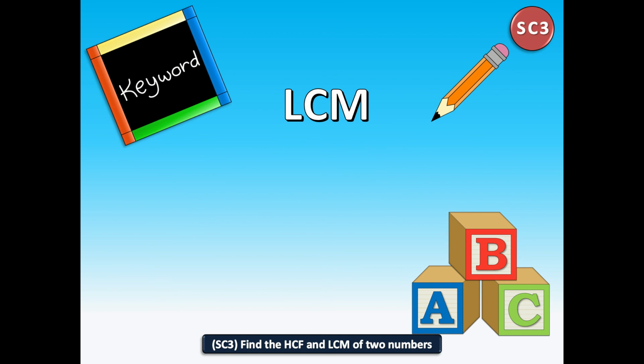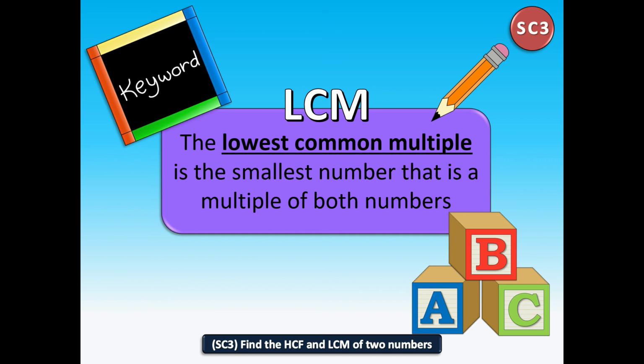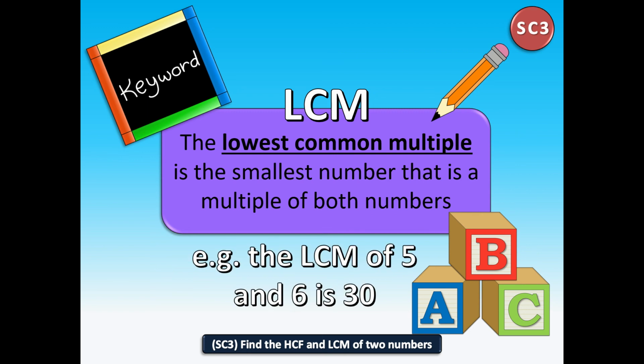LCM stands for lowest common multiple, and the lowest common multiple is the smallest number that is a multiple of both numbers. So for example, the lowest common multiple of 5 and 6 is 30, because 30 is the smallest number that's a multiple of both 5 and 6.